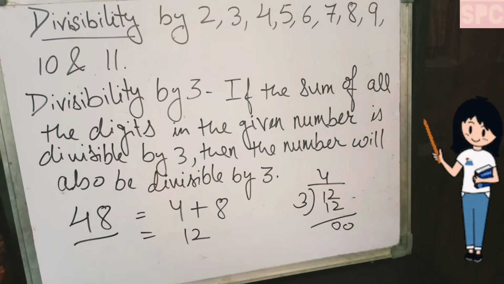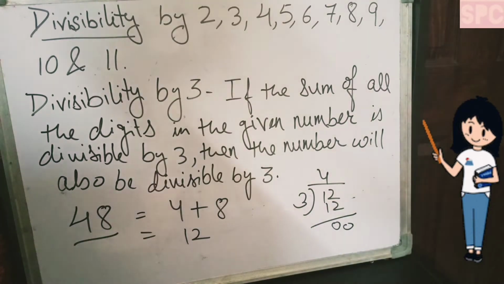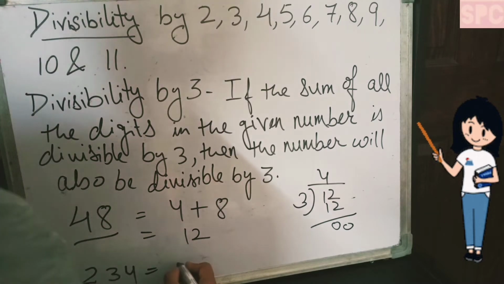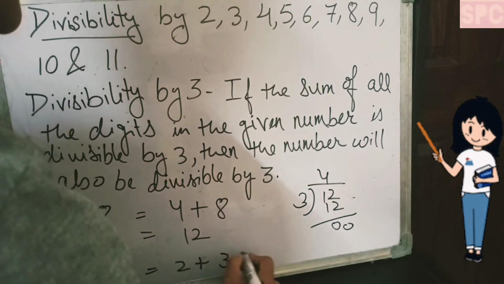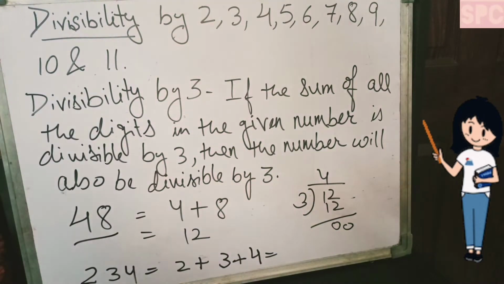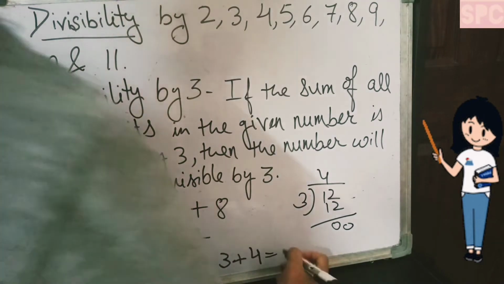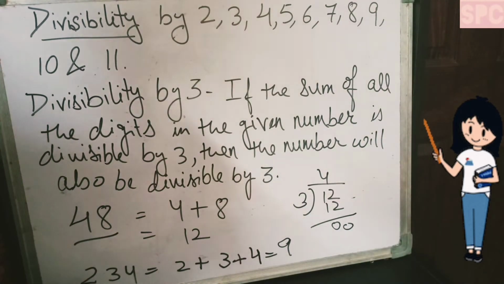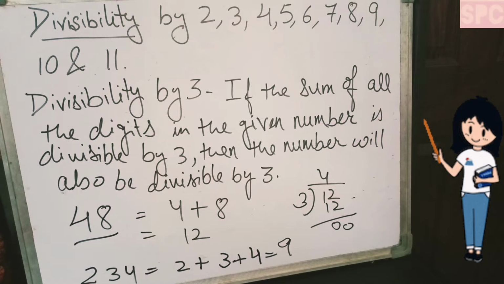Let us understand this with the help of one more example. Let us take the number 234. Let's add all the digits in this number. 2 plus 3 plus 4. By adding all these numbers, what will we get? 2 plus 3, 5. 5 plus 4, 9. And we all know that 9 is also divisible by 3. 3 threes are 9. So as 9 is completely divisible by 3, this number 234 is also divisible by 3.